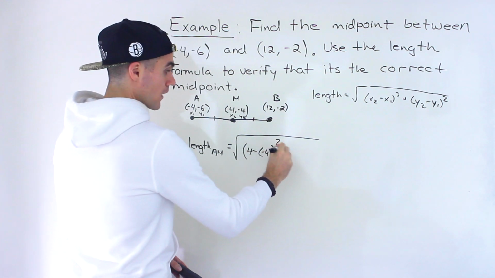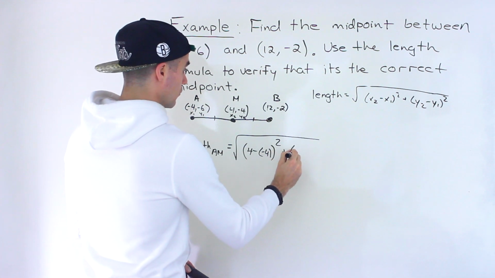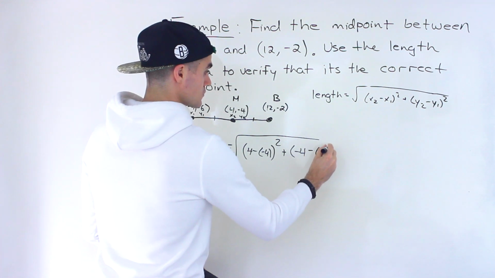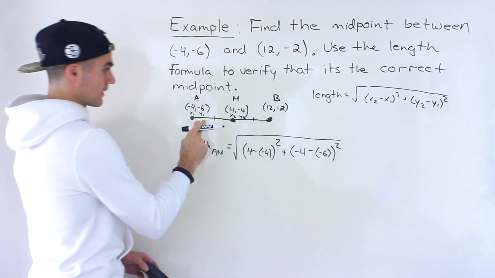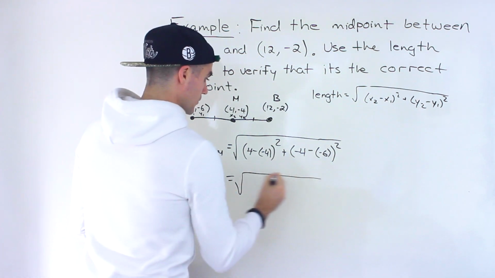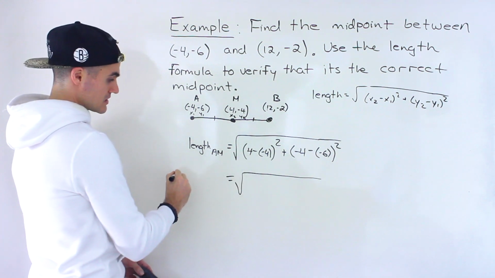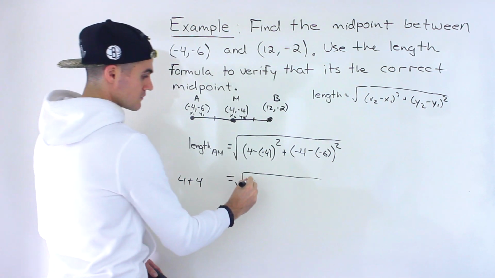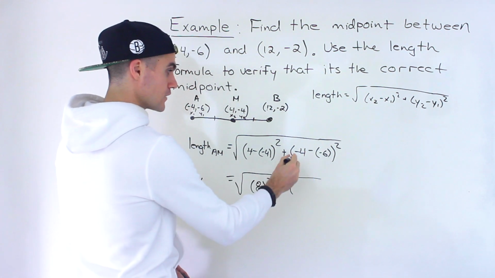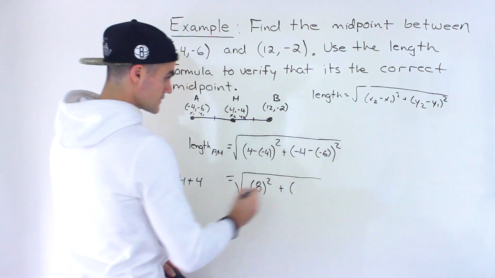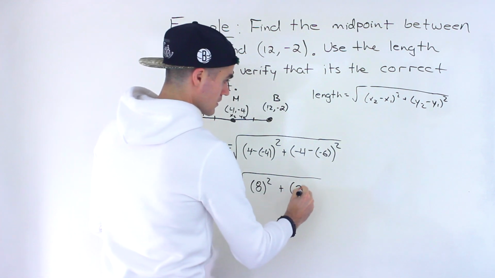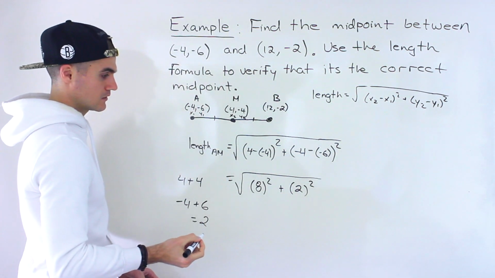And then we're going to square that. And then we're going to have y2, which is -4, minus y1, which is -6. So make sure you put that in brackets right there. Okay, so from here we would end up with 4 minus -4, which is like 4 plus 4, giving us +8. That's going to be squared. And then over here we'll have -4 minus -6, which is like -4 plus 6, which gives us +2. And then that's going to be squared, like that.